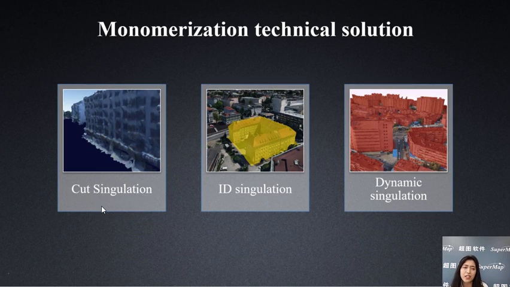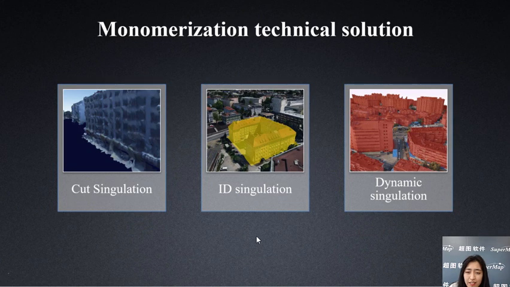So the cut singulation is to cut the slice into individual buildings, but the cut out 3D model will have topological errors and cannot be spatially searched, calculated and analyzed.